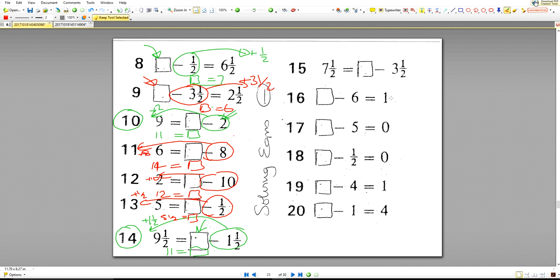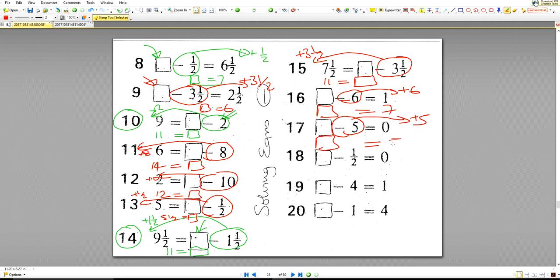Okay, next one. Opposite of minus 3.5 is? Add 3.5. So 3 add 7 is 10. Half add a half is 1. So that gives you an answer of? 11. 11 is the box. Sir, for question 13, what's the answer? Answer is 5.5. Opposite of minus 6 for this one is? Plus 6. So the missing box is equal to? 7. Opposite of minus 5 on the left hand side is? Plus 5. So the missing box is equal to? 5. Opposite of minus a half in the box is? Add a half. And 0 add a half is equal to? A half.